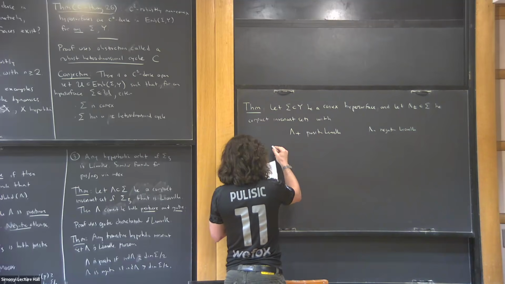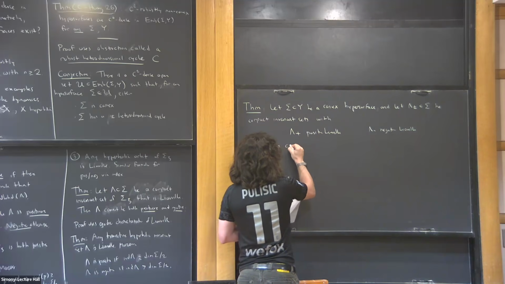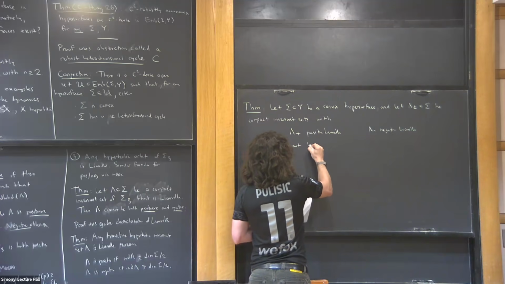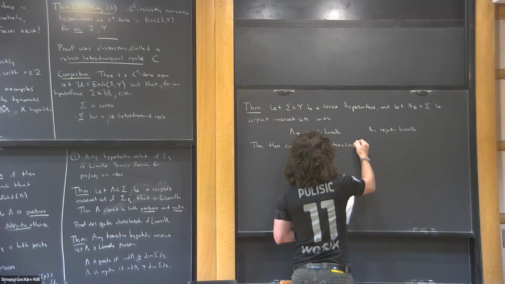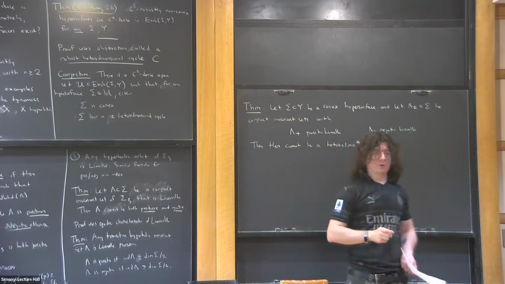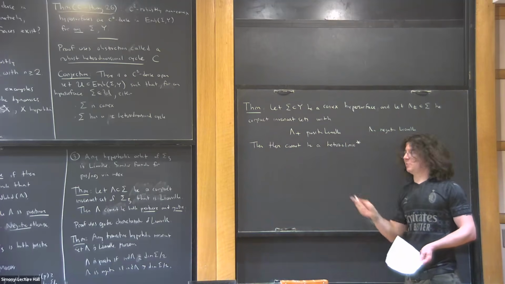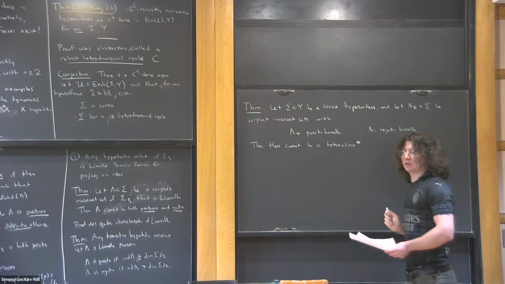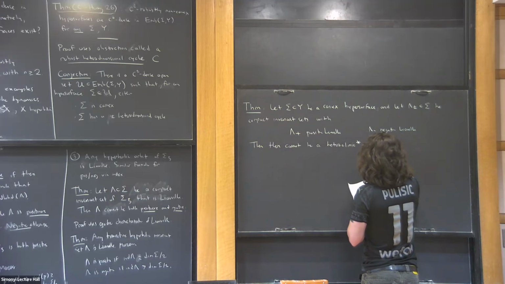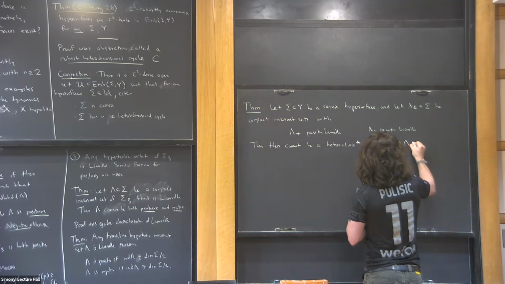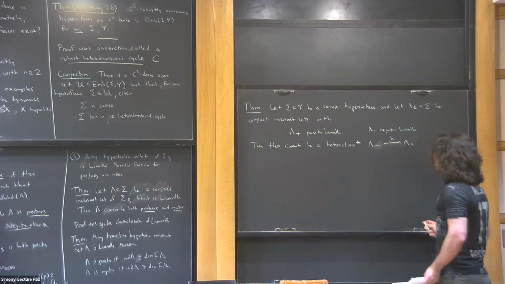Then in this case, there cannot be a heteroclinic. I'm going to put a little asterisk here because I probably need to tell you what I mean by heteroclinic; it's not immediate. There can't be a heteroclinic from lambda minus to lambda plus. And I'll write an H there.